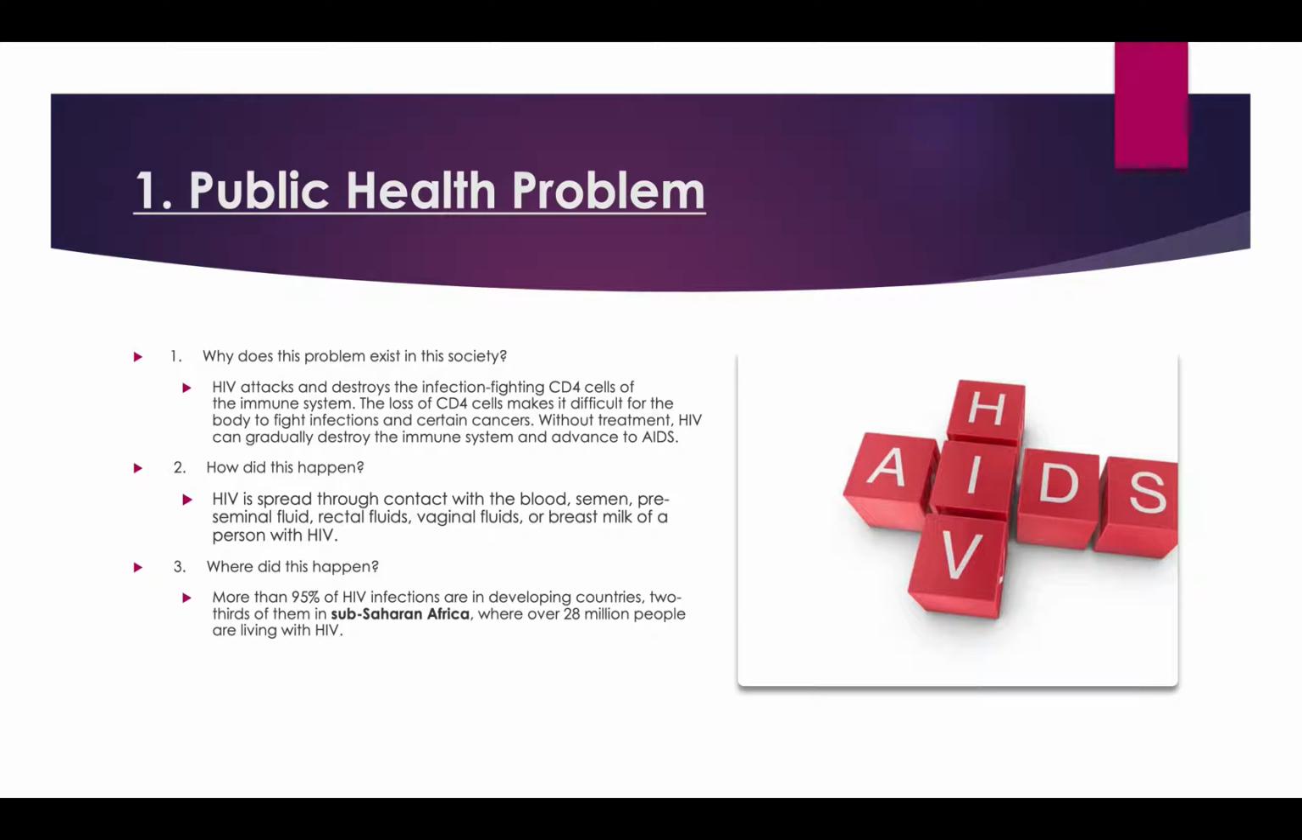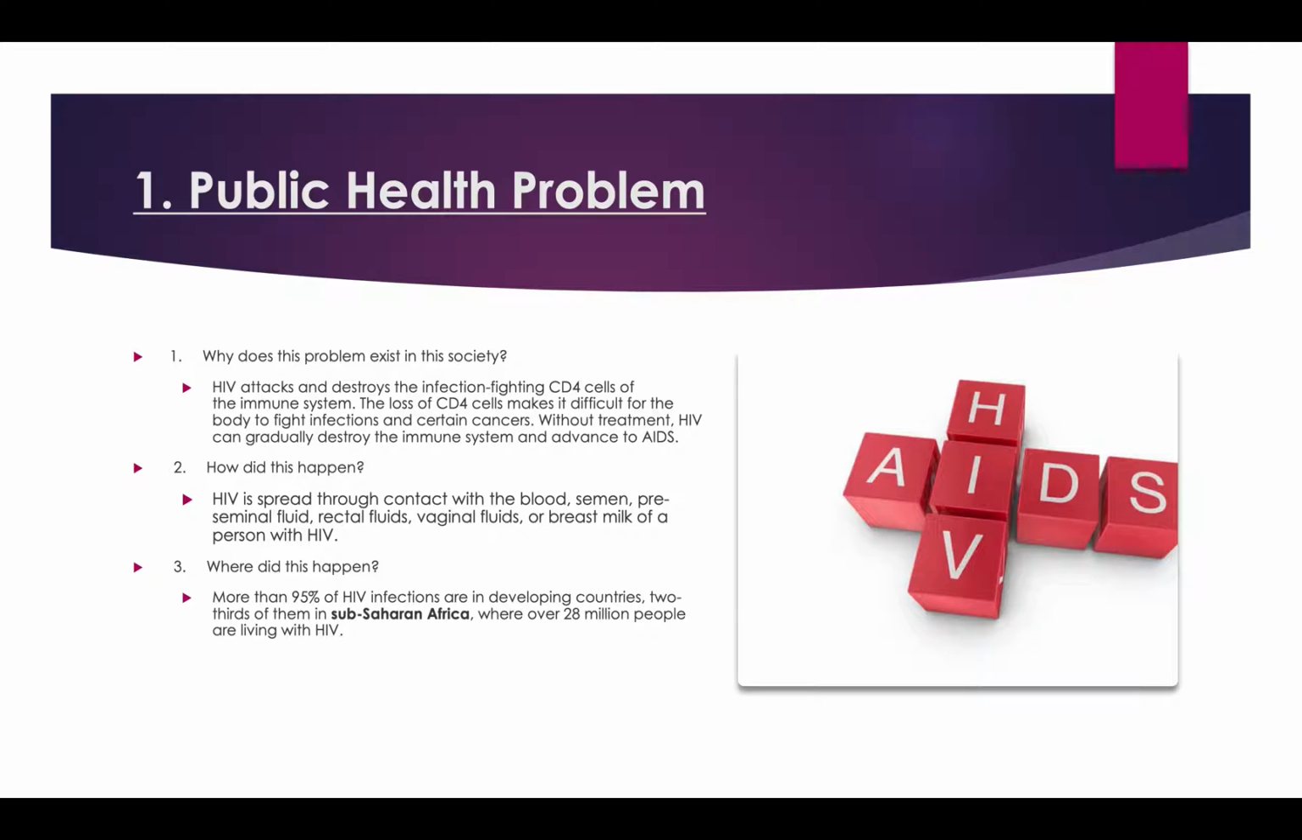Without treatment, HIV can gradually destroy the immune system and advance to AIDS. How does that happen? HIV spreads through contact with the blood, semen and seminal fluids, rectal fluids, vaginal fluids, and breast milk of a person with HIV.